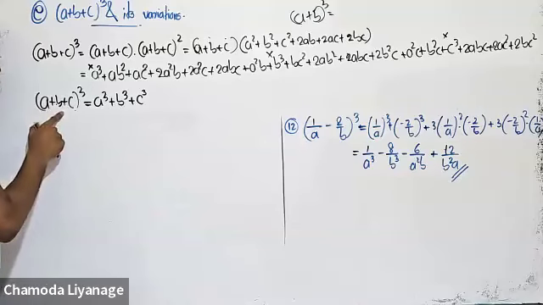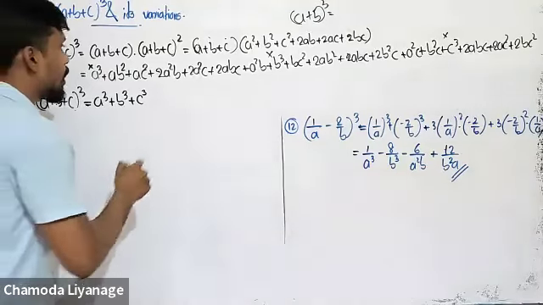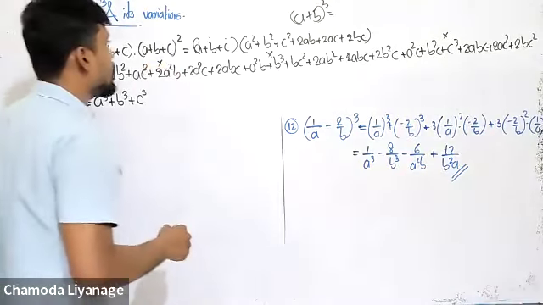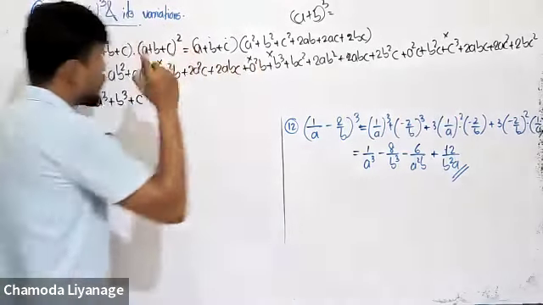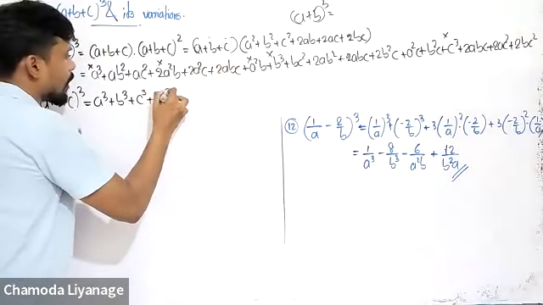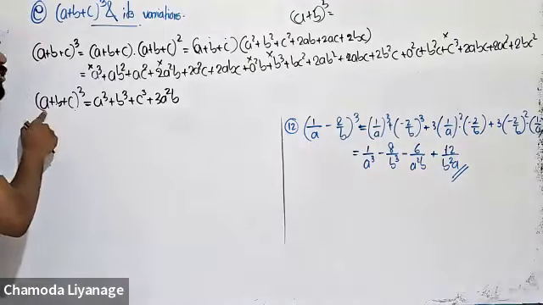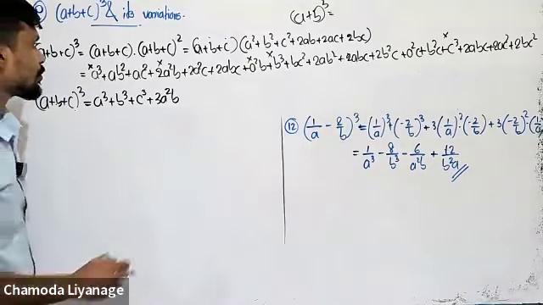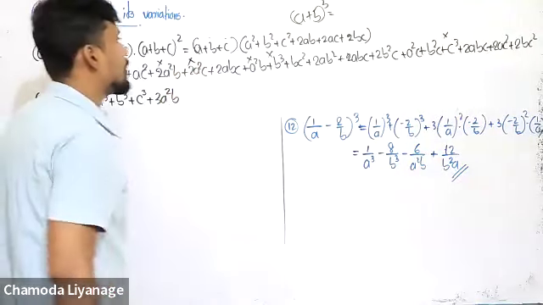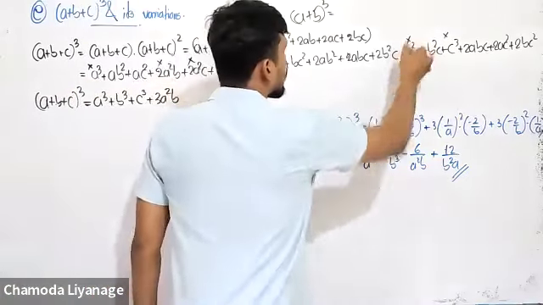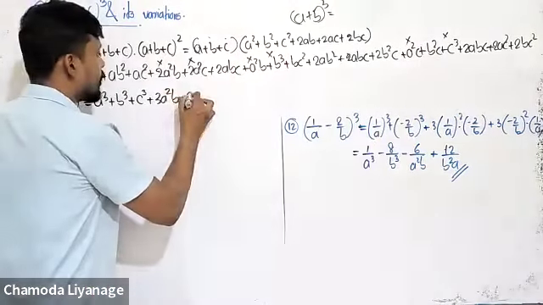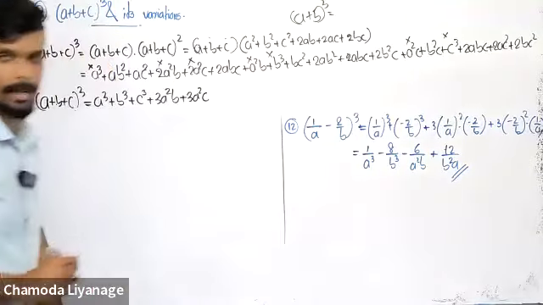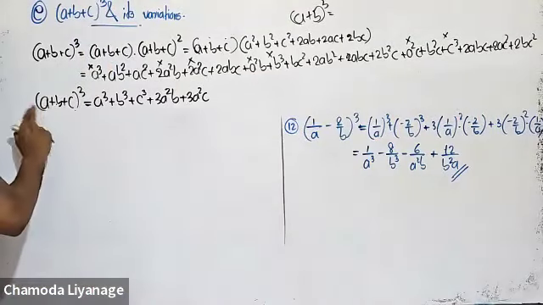After that, a squared into b. Now check a squared b terms. 2a squared b plus a squared b, 3a squared b is okay now. After that, a squared into c. 2a squared c plus a squared c, 3a squared c is also there. Now a squared is done.